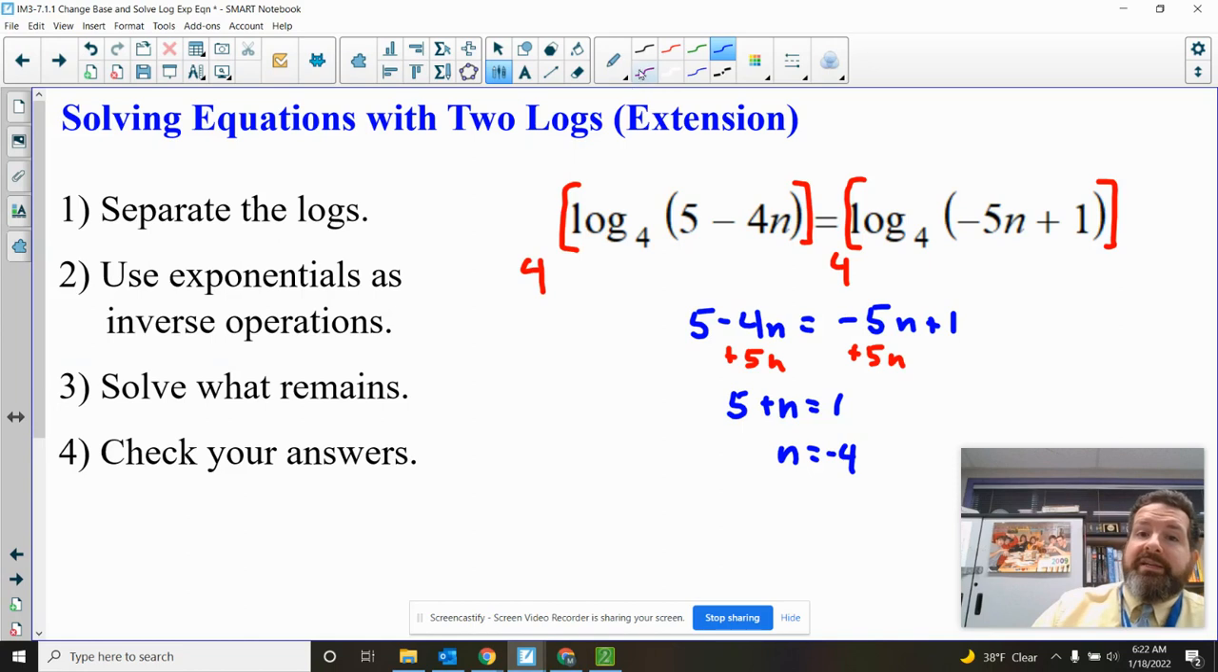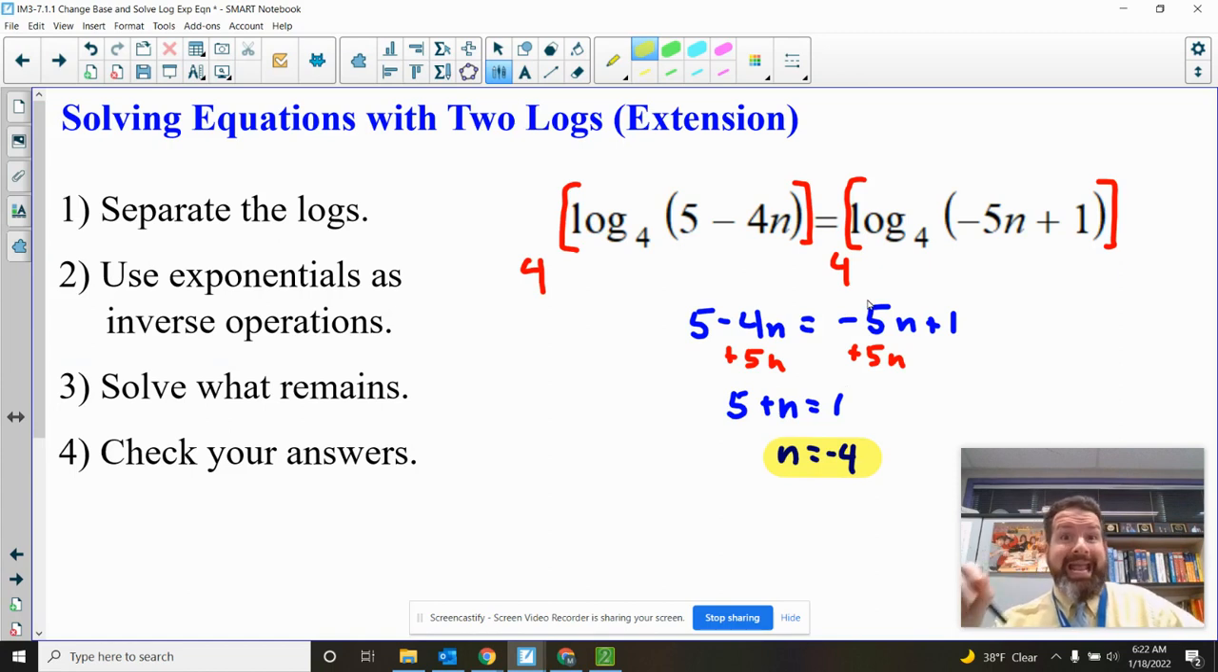That means that we have done things okay. If you get different numbers, that means you made a mistake. And if you get the same negative number, that would mean it's an extraneous solution that should not be included in your final answer.